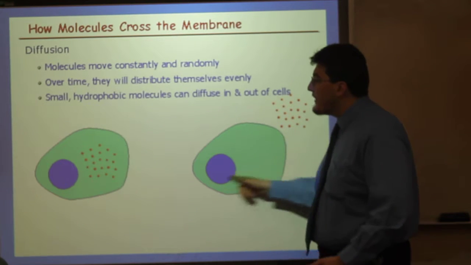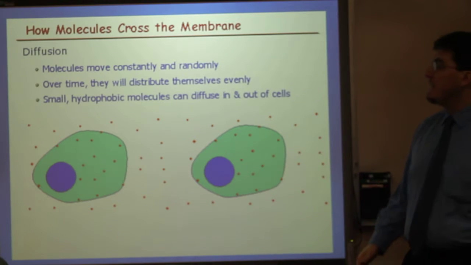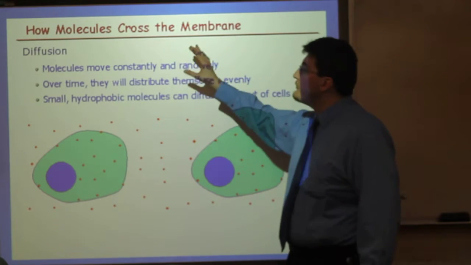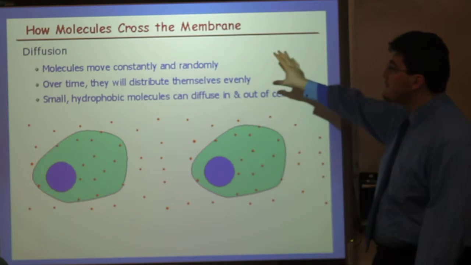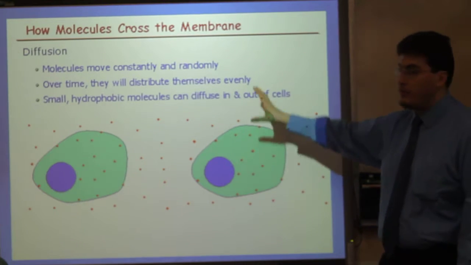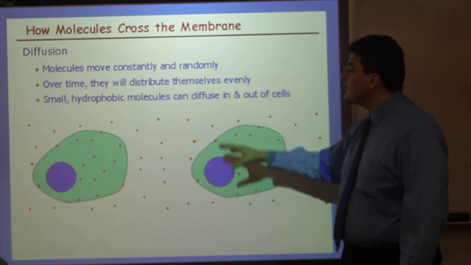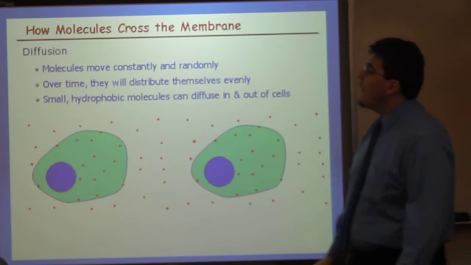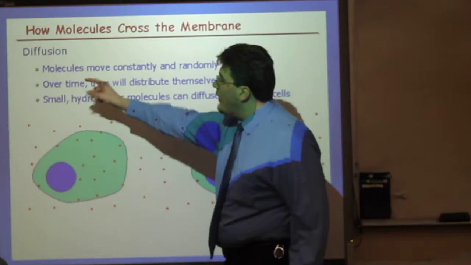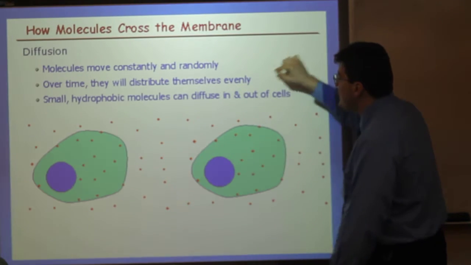So, assuming that molecules are small and hydrophobic, they can diffuse in and out of cells freely. So if they are small and hydrophobic, that means they will spread evenly. Molecules move constantly and randomly. True. Over time, they will distribute themselves evenly. True. Small hydrophobic molecules can diffuse in and out of cells. So, I would amend this statement: over time, they will distribute themselves evenly if they can.